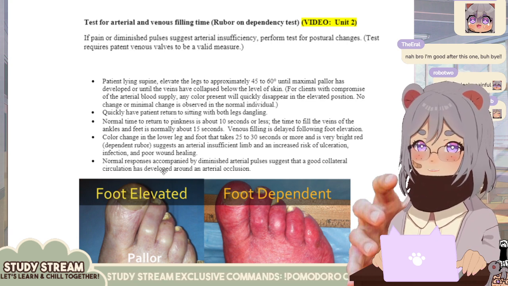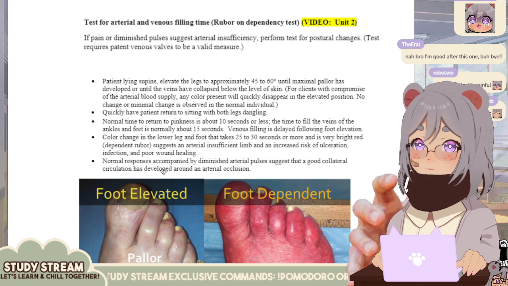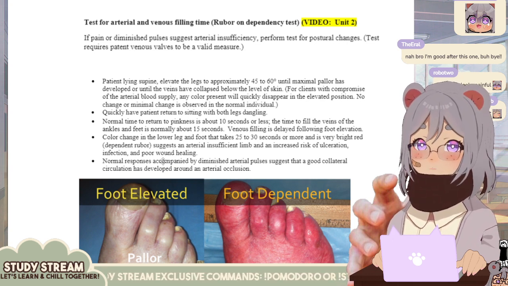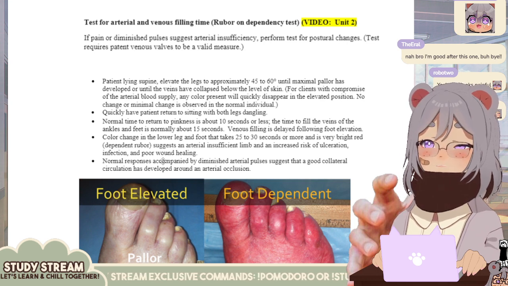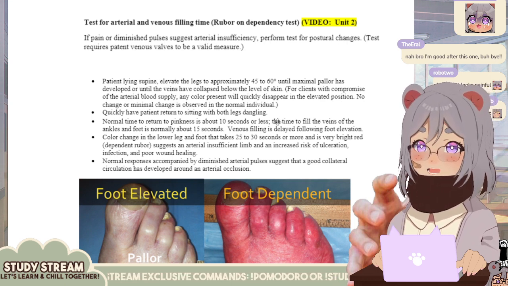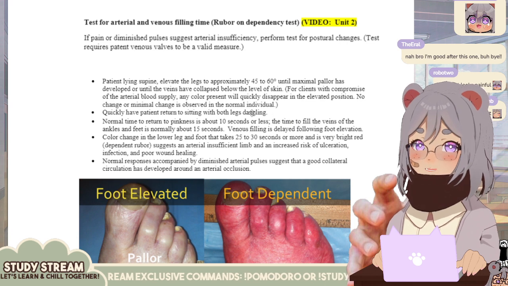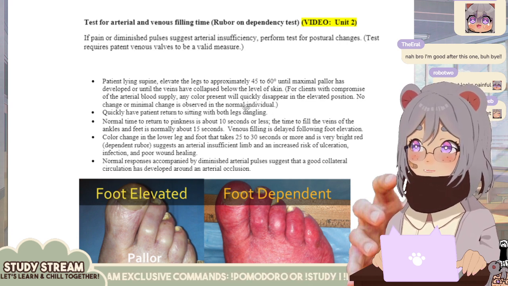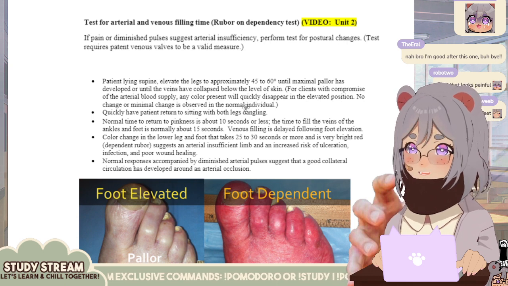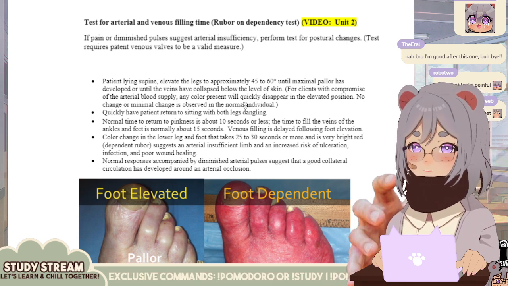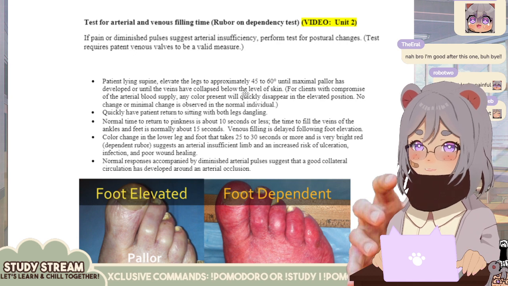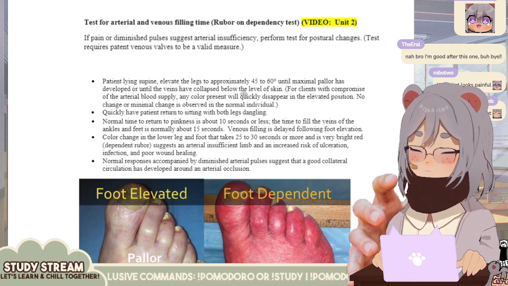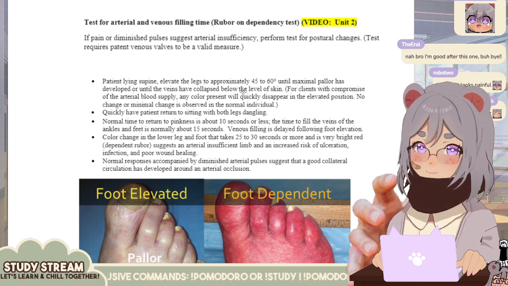And what happens is that for clients with compromised arterial blood supply, gravity is really going to drain them. This color will disappear quickly, and so that's why they end up with this paleness. From there, once you see that pallor, you tell the patient, okay, from lying down with your feet elevated, now we want you to sit up immediately. And so they're sitting up and dangling their legs down. With a normal time, your feet should return to their normal color in about 10 seconds.